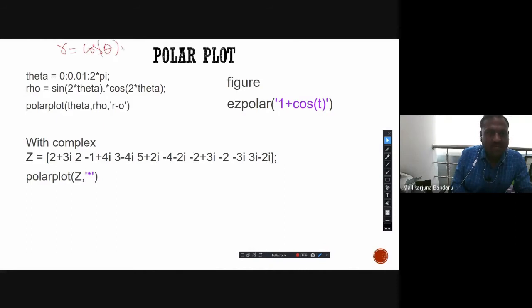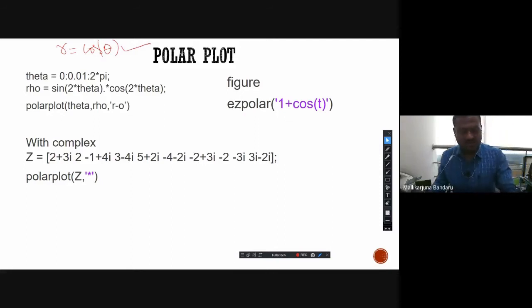We try this one, r is equal to cos theta. And actually for this, the syntax is very simple: polar plot. But the first one is theta. Theta is the independent variable. R is the dependent variable. It is just like x comma y, theta comma r. Okay. Let us move further.